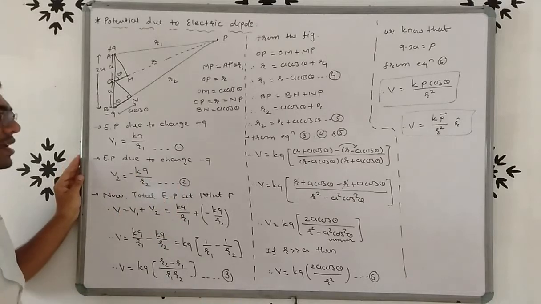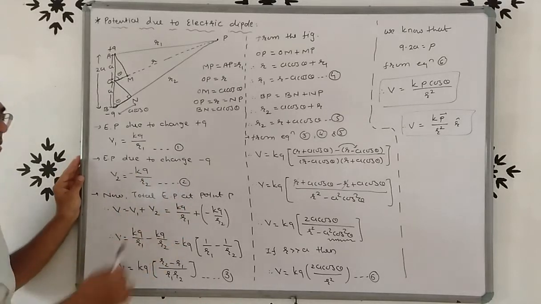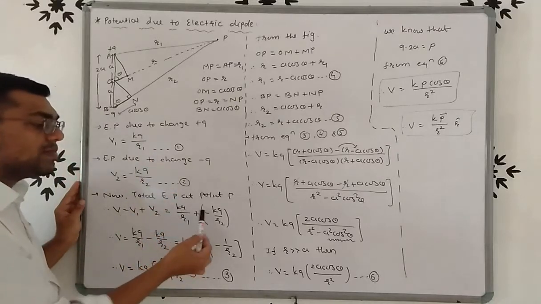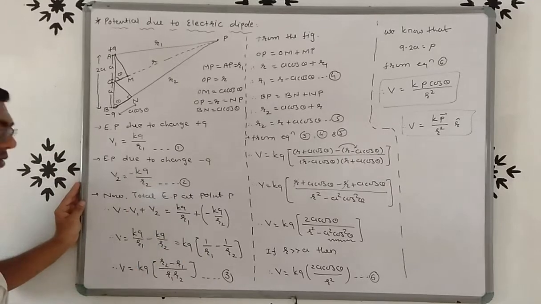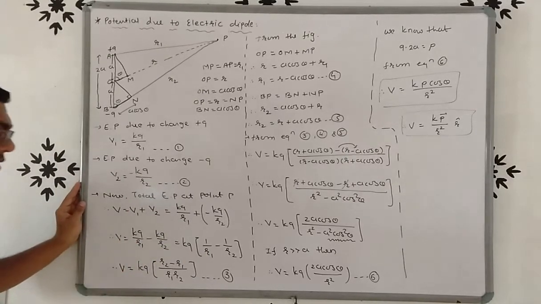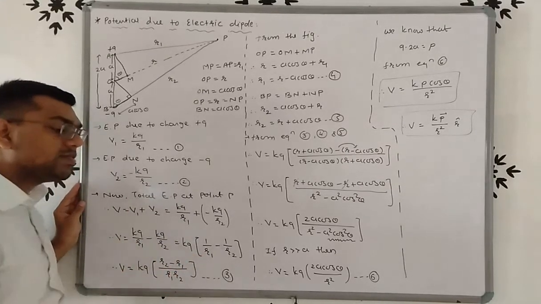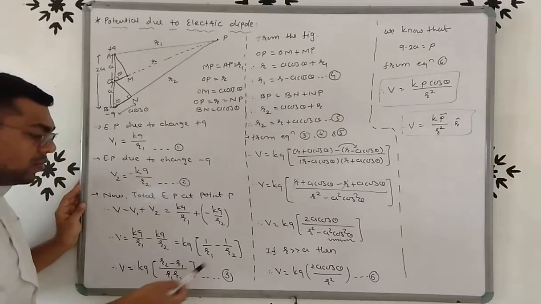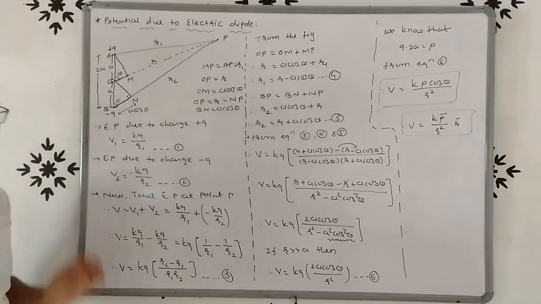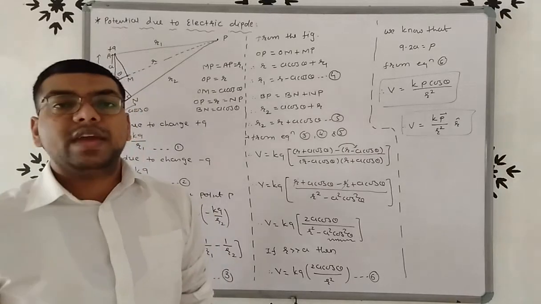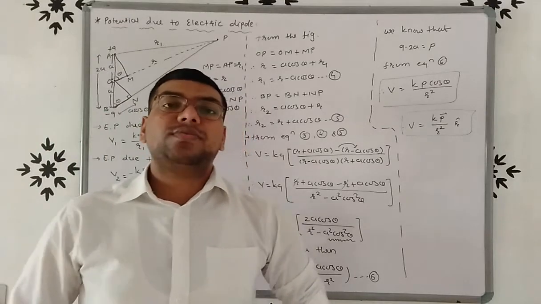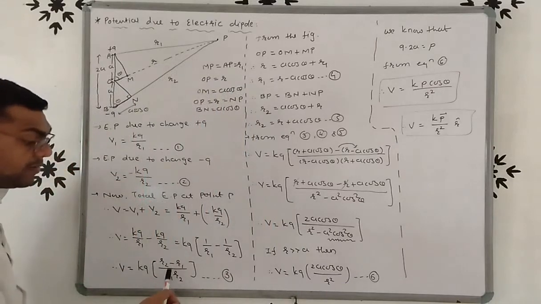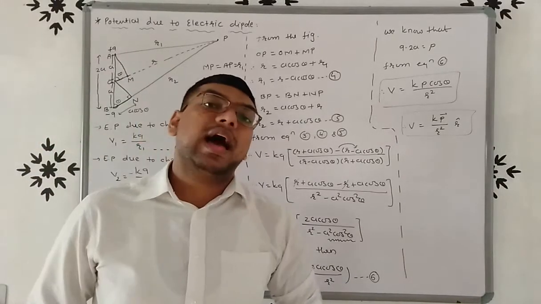So total potential at point P, that is V is equal to V1 plus V2. We know the value of V1 and V2. So Kq by R1 plus minus Kq by R2. So here we take Kq common. So Kq into 1 upon R1 minus 1 upon R2. Here we take LCM. So Kq into R2 minus R1 upon R1 R2. Now we have to derive this formula in terms of R. So we have to derive the relation between R1 and R2 with R.